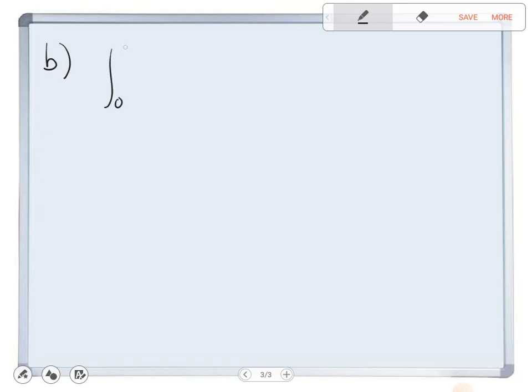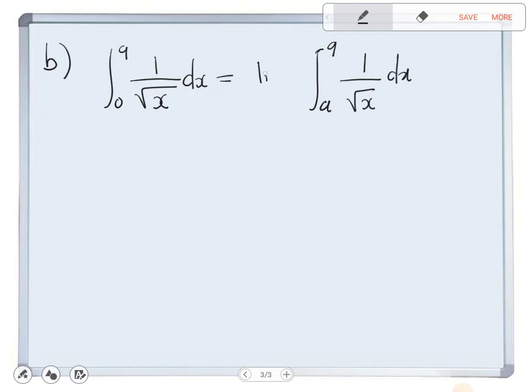We have 0 there, 9 there, 1 over the root of x, then dx. We are going to integrate this from a limit. 0 cannot work out, so let's have 9 there and a here. For the same integrand dx, I'm going to take the limit as a approaches 0, the one that we've removed there, because if you try to plug in, it won't work out. You know that, right?